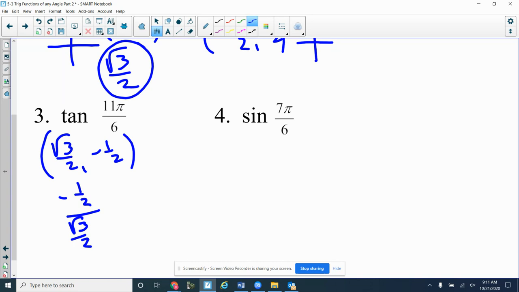Now that's all kind of ugly. We don't like fractions and fractions. But what happens with that fraction actually? The 2's cancel. That's happy. So that would be negative 1 over radical 3. And I do want you to rationalize here. So after we rationalize, what would that be? Negative radical 3 over 3.